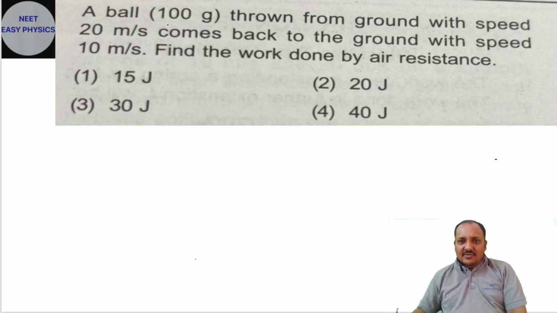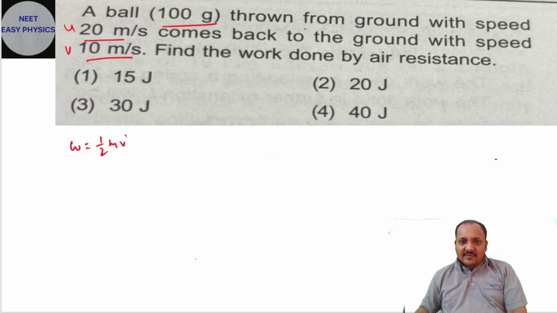A ball of 100 grams is thrown from the ground with a speed of 20 meter per second and comes back to the ground with a speed of 10 meter per second. Find the work done by the resistance. So this is the work energy theorem. Why? Because initial velocity and final velocity are given. So they have thrown with an initial velocity and it comes with a final velocity.